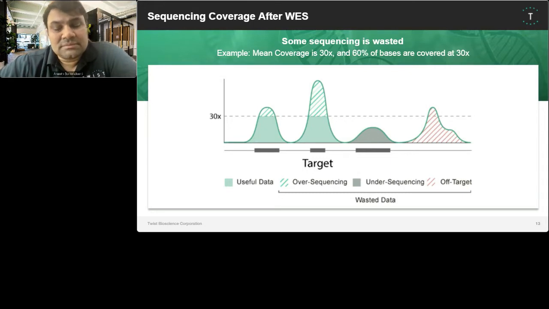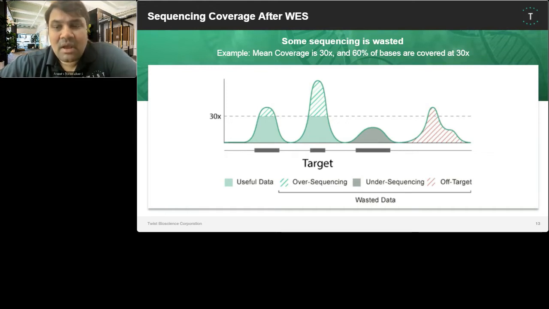Along with this, there are many regions that have off-target effects. Any over-sequenced region, under-sequenced region, and the off-target effects essentially eat up the sequencing real estate and add up to the sequencing cost. So at Twist, we constantly strive to ensure that all this additional sequencing is redistributed to the mean coverage of the regions that you are interested in.